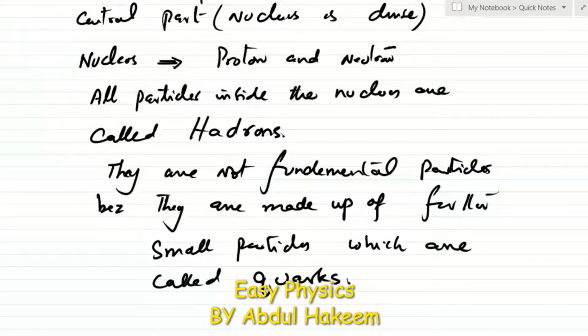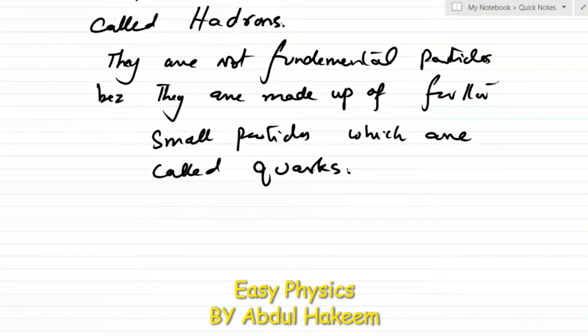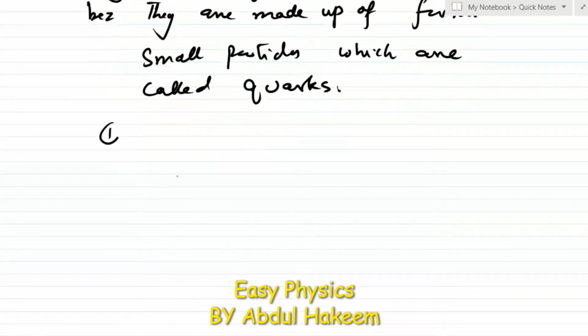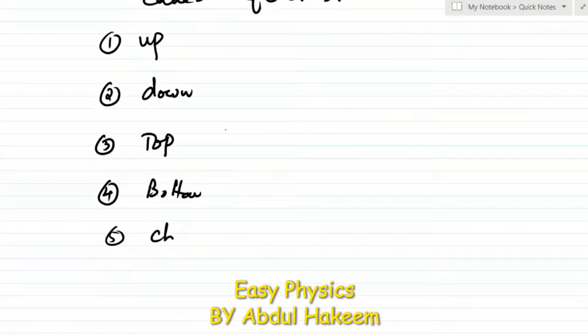So hadrons are the particles which are inside the nucleus. They are not fundamental particles because they are further divided into small particles. They are composed of the small particles. They are called the quarks. So quarks are used to form the protons and neutrons, meaning the protons and neutrons are made up of quarks. Now there are 6 types, 6 flavors of the quarks. Number 1 is up, number 2 is down, number 3 is top, number 4 is bottom, number 5 is charm, and number 6 is strange.